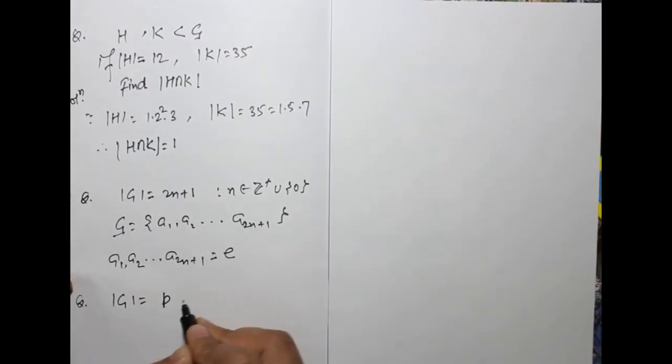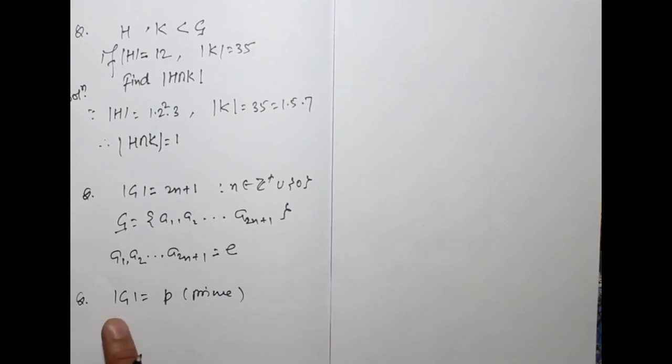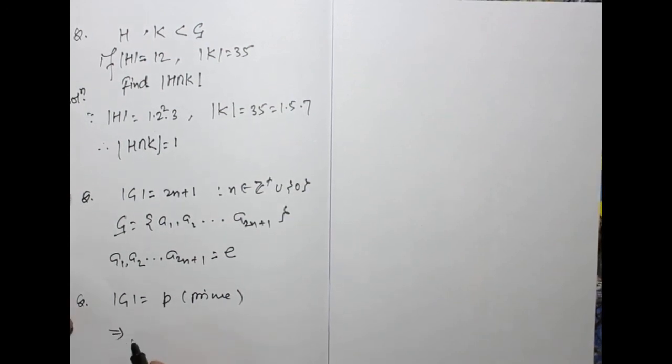If the order of G equals p, prime, then there is no proper non-trivial subgroup. This is simple by Lagrange's theorem. The possible divisors are 1 and p, so it must have either a subgroup of order 1 or a subgroup of order p. The one of order p is improper, and the one of order 1 is trivial. It has no proper non-trivial subgroup.